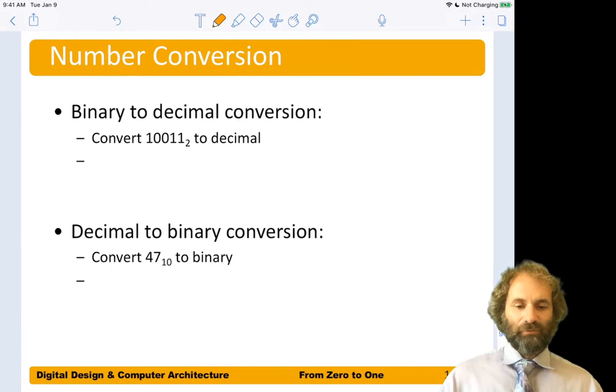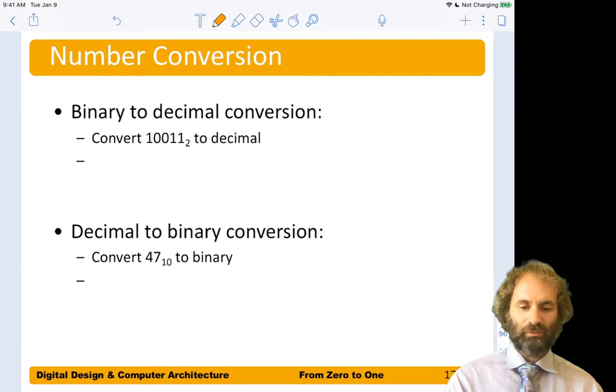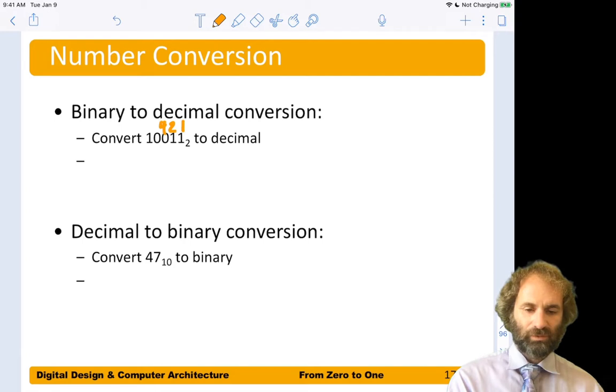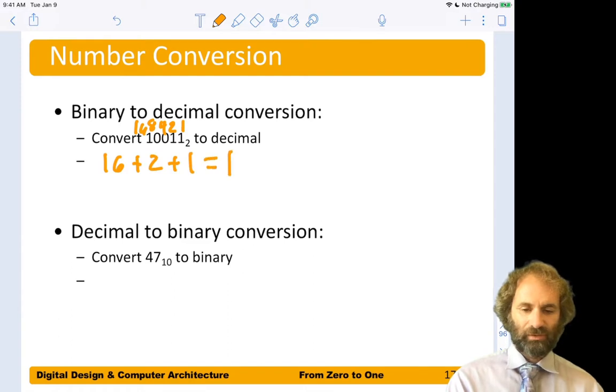Let's talk about converting numbers between binary and decimal. So for example, if we had the number 10011, this is the 1's column, 2's, 4's, 8's, and 16's. So this is 16 plus 2 plus 1, which is 19 in decimal. We can also go the other way, converting from decimal to binary.